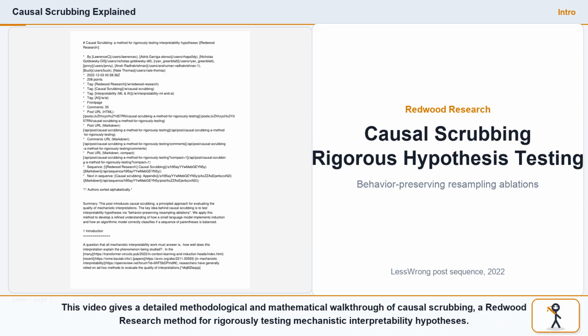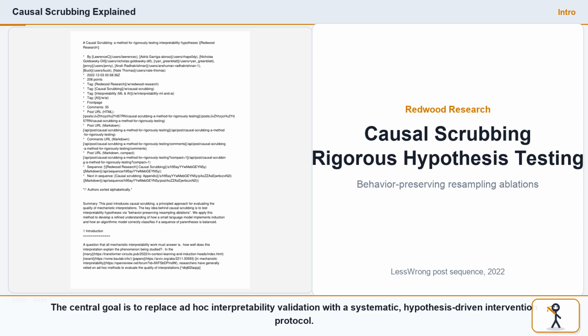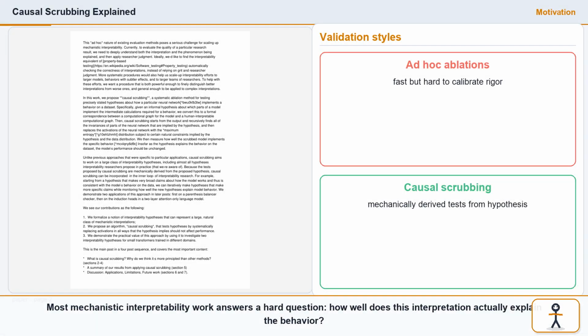This video gives a detailed methodological and mathematical walkthrough of causal scrubbing, a Redwood Research method for rigorously testing mechanistic interpretability hypotheses. The central goal is to replace ad hoc interpretability validation with a systematic, hypothesis-driven intervention protocol.